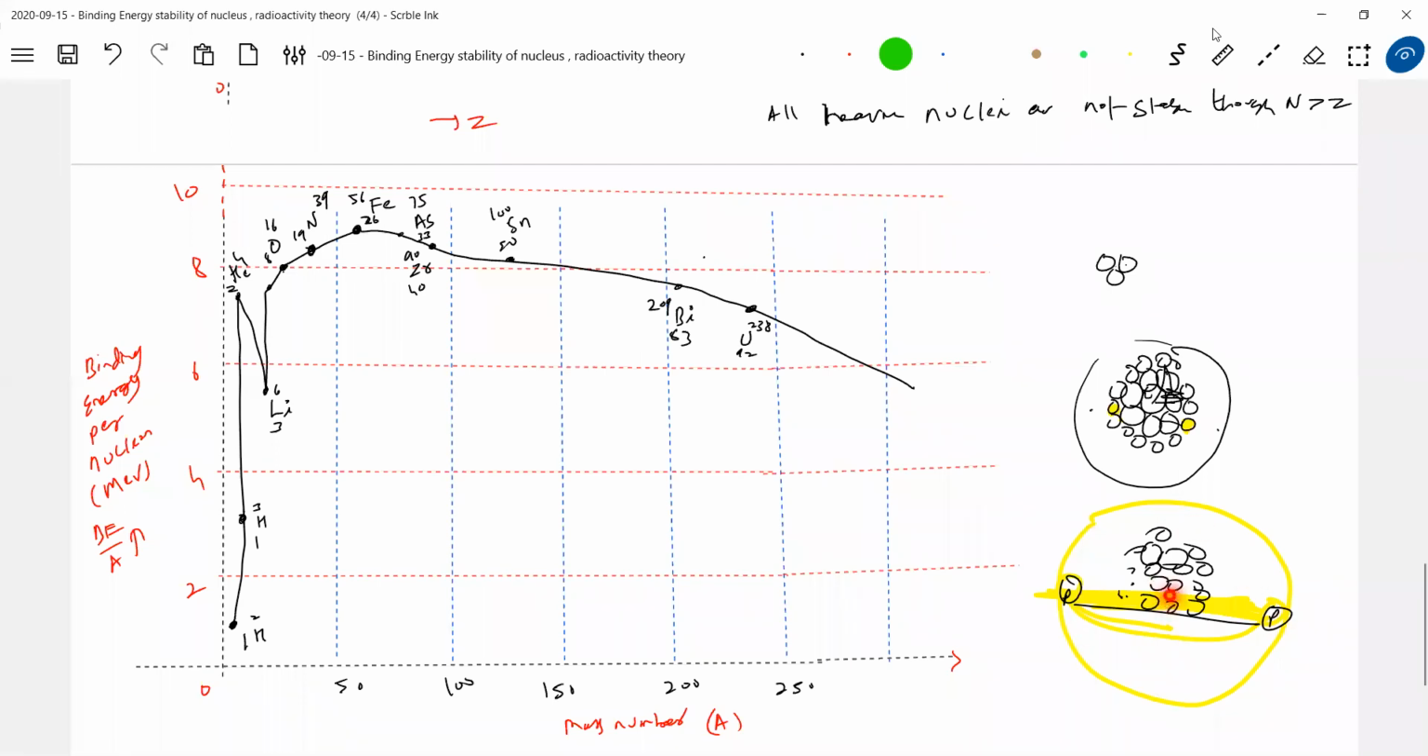Don't talk only about the one in the middle. The one in the middle is not a problem. The ones on the surface are a problem. So only 3 interactions, very weak interaction. So therefore what will happen here? They are not stable.